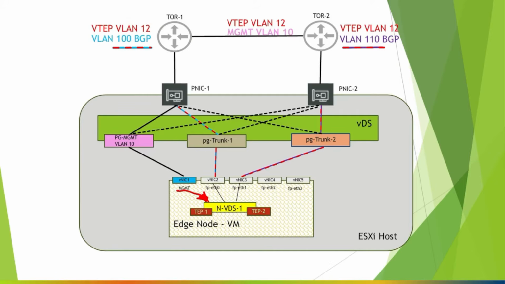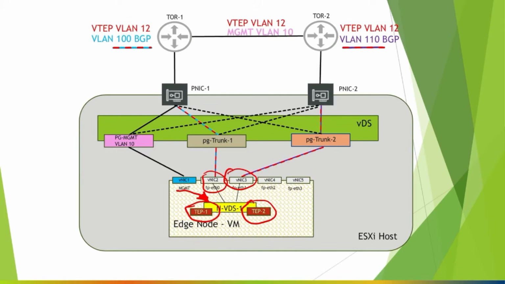Once I do that, and I've got multiple uplinks, I'm going to get multiple TEPs. So this edge node is going to get 2 TEP IPs. Why would I want that? Well, I'm going to say load distribution. On an edge node, if you've got multiple TEPs, which is considered, again, I'll say it, best practice or leading practice or recommended, however you want to say it.